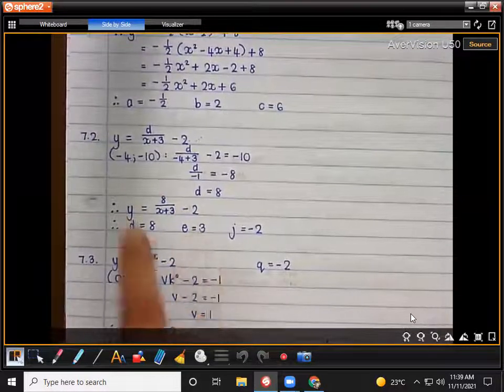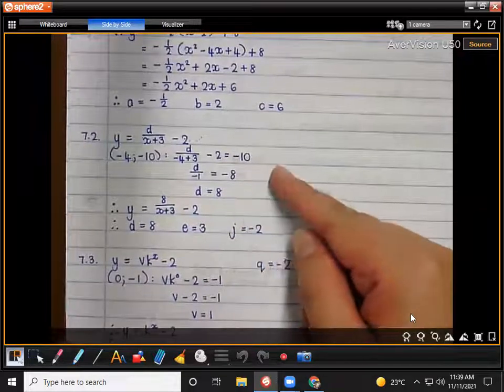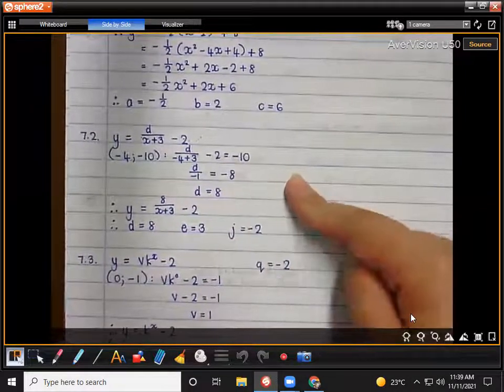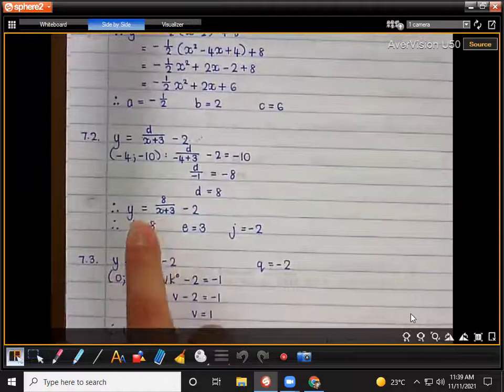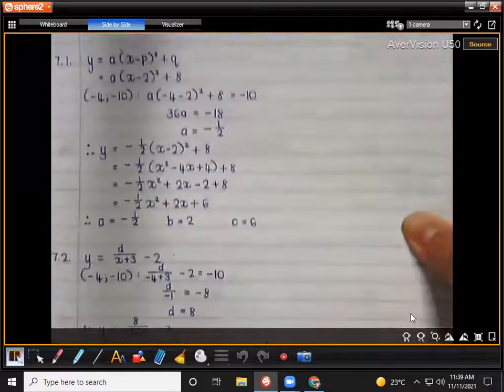So then I just wrote my formula so that I could then read off all the values. Now, guys, if you wrote D equals 8 up there already, you would get the mark there. You don't have to write it a second time. I just did. And for this equation, I just want to go up quickly.